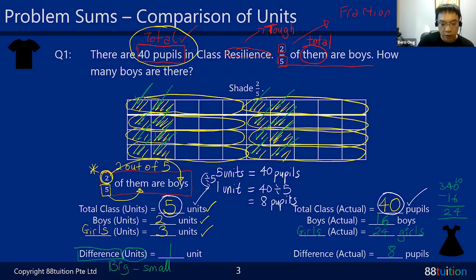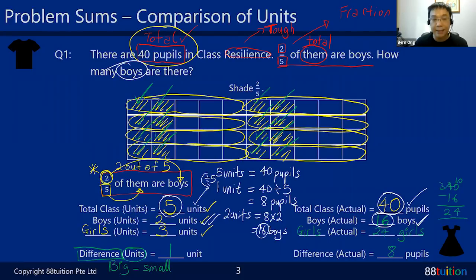And if the question is looking for what? How many boys are there? What is the units for boys? Check this out. Boys is here. Can you see the double white tick? Boys is 2 units. So you can simply find 2 units. 2 units is equal to what? 8 pupils times 2. That will give you 16 what? 16 boys. Can you see or not? Hey, here. How come the green color here and this white color here is the same? Duh, we are talking about the same boys, right? So they must be of the same number. Can you see or not?